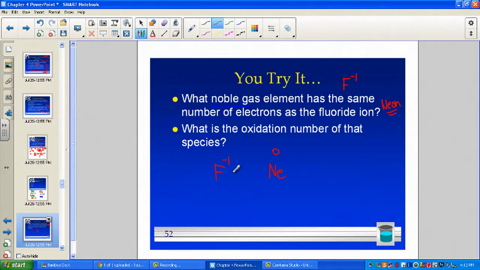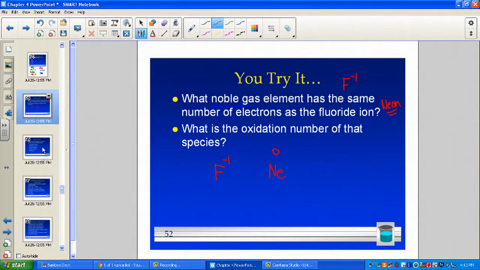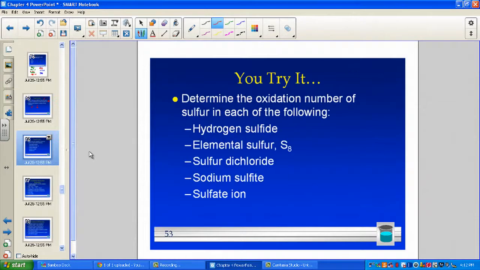Fluoride has the same number of electrons as neon. Fluoride gained an electron, carries a -1 charge. Neon, a noble gas, would never gain or lose. Its elemental form gives us an oxidation number of 0. So important to practice assigning oxidation numbers.